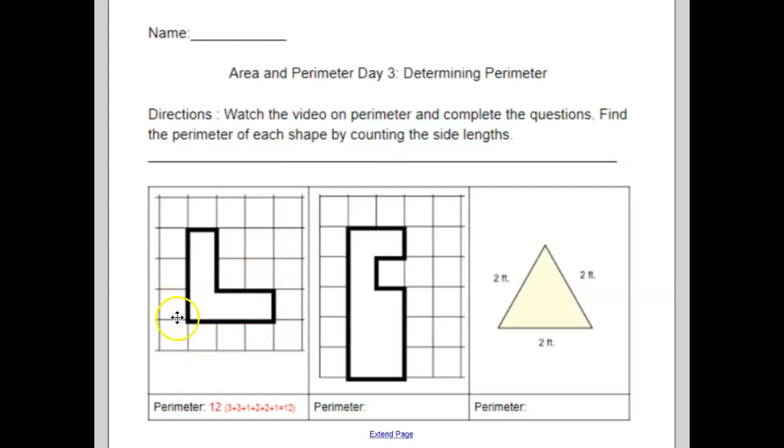For this first one, I added 1, 2, 3, 4, 5, 6, 7, 8, 9, 10, 11, 12 to determine that the total distance around this shape was 12. You guys find the perimeters of the remaining shapes by carefully counting or adding the side lengths together. Double check your work before you turn it in today.